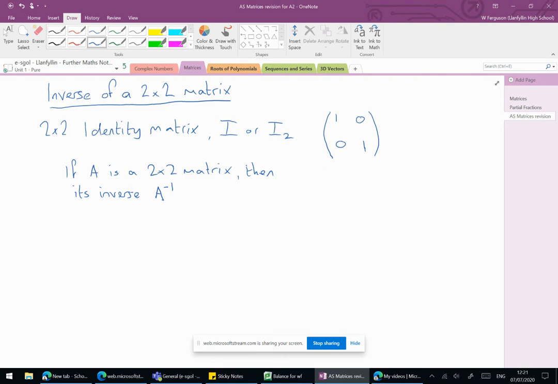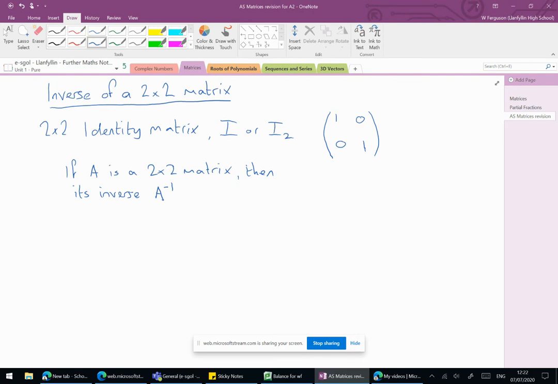Again, this is important, like we did with some of the trig things. Important not to confuse reciprocal and inverse. In the case of scalar numbers, the two things are the same as each other, but that's only in the case of scalar numbers, or generally only in the case of scalar numbers.